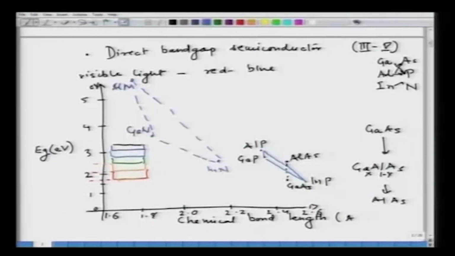But this signifies the beauty of the 3,5 system, which have complete solubility. And hence they allow you to change composition, and which changes the band gap of the material, in turn that you can get different color devices.